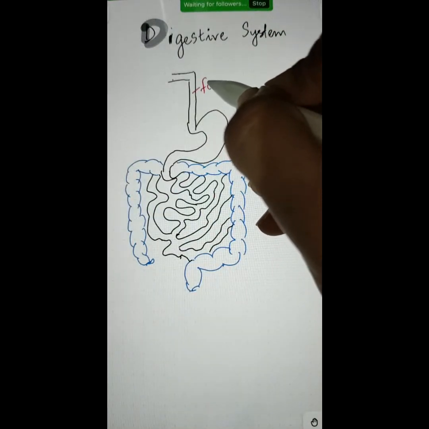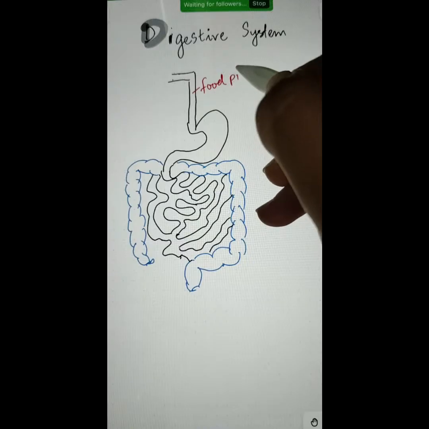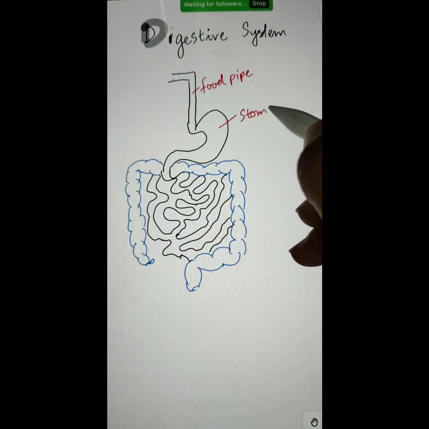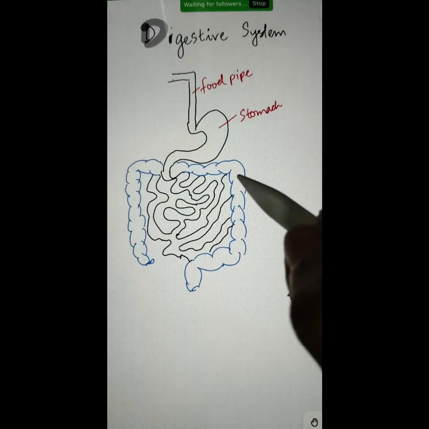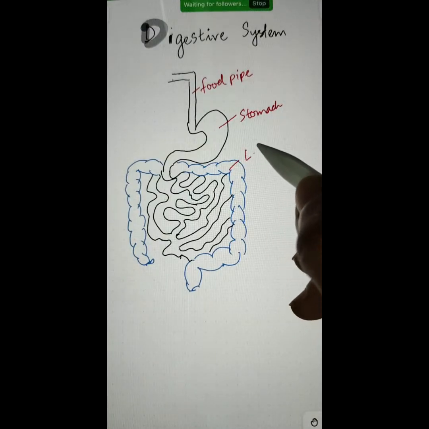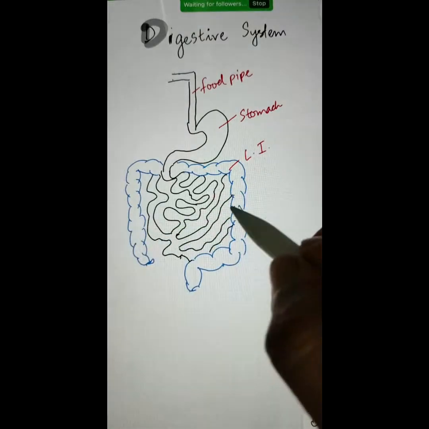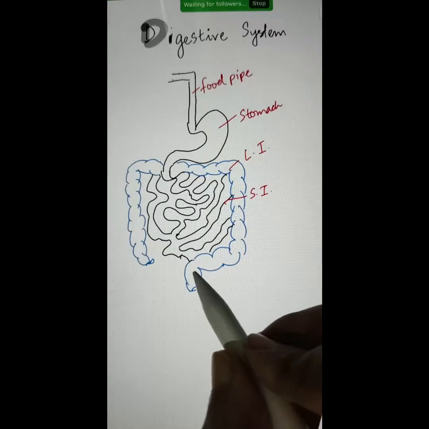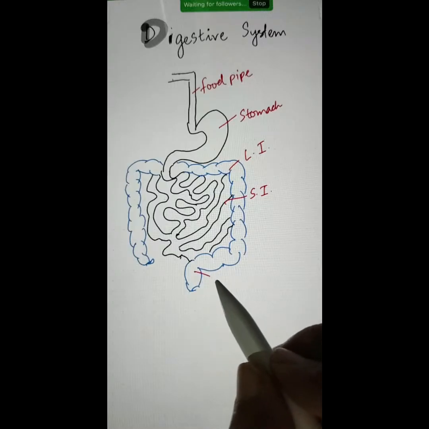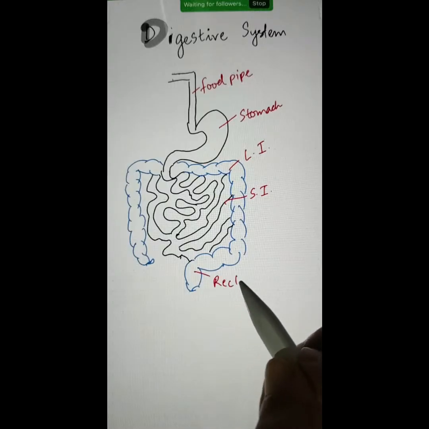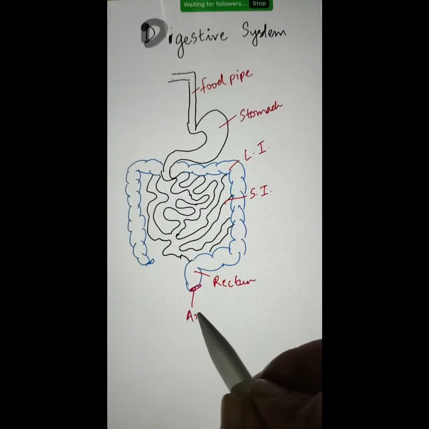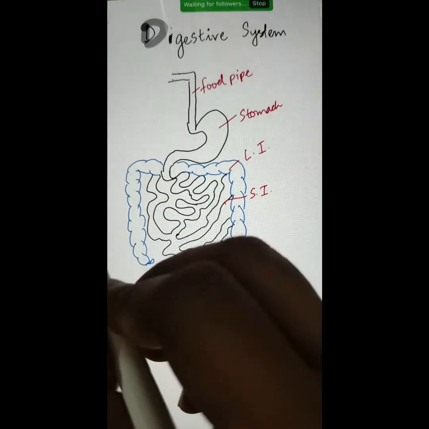This is the food pipe. This is stomach. This is large intestine. This is going to be small intestine. This is the last part of the large intestine, which is known as rectum, and it ends into a structure which is known as anus.